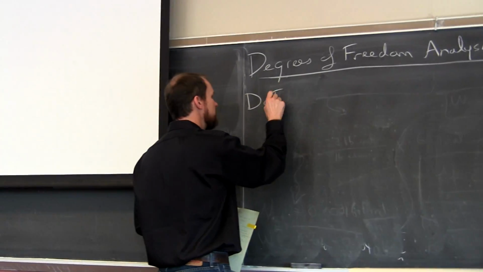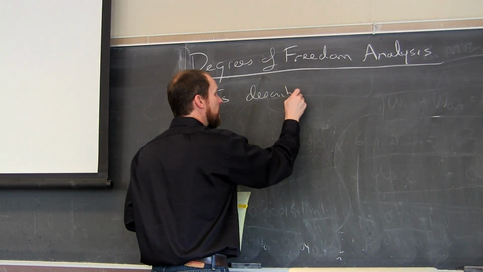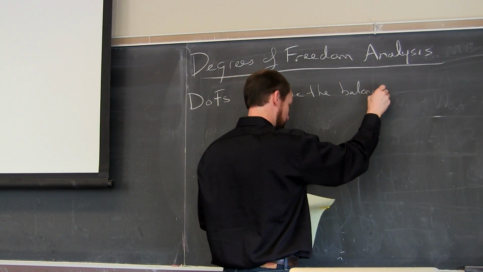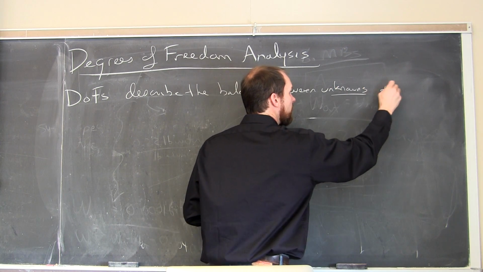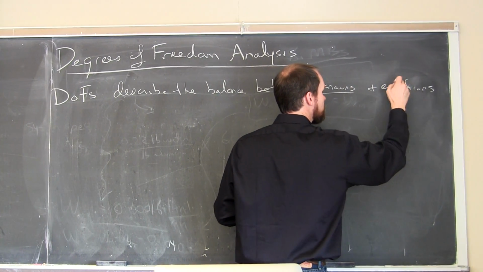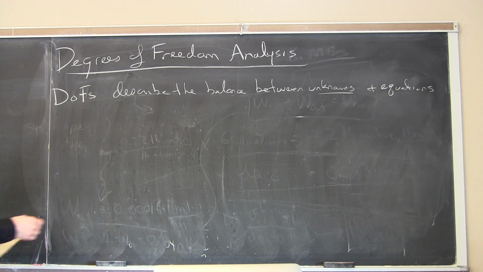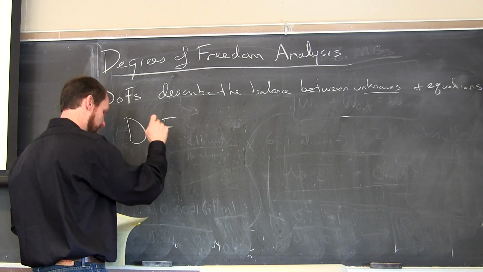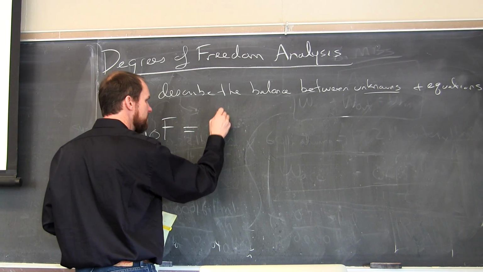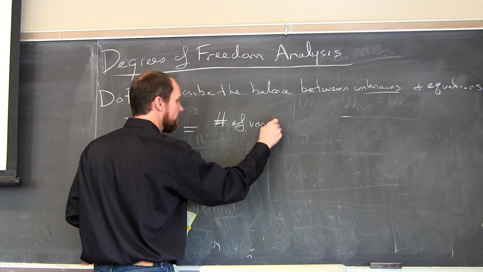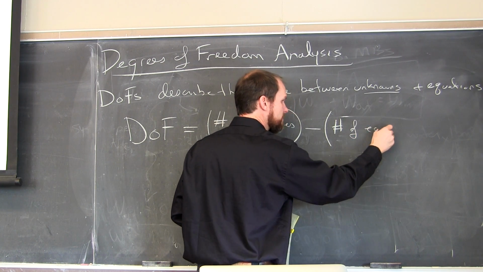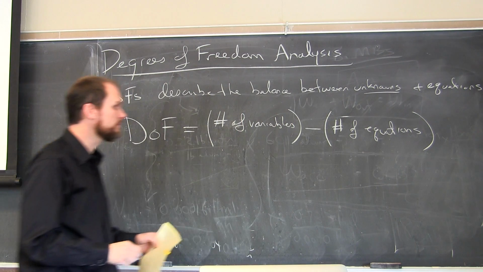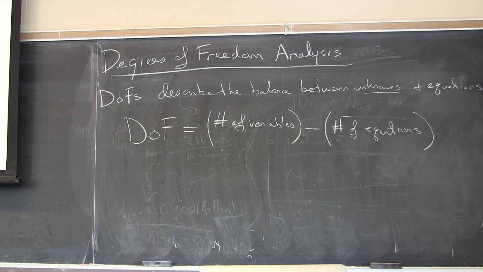So, degrees of freedom, or DOFs, describe the balance between our unknowns and the equations, our unknown variables and the things we know about the system that we're given. It's pretty simple, and I'm sure you've possibly seen this in math or physics class. The degrees of freedom are simply the number of variables minus the number of equations. That's it. We count the variables, we count the equations. If they match, we should be able to solve things, right?